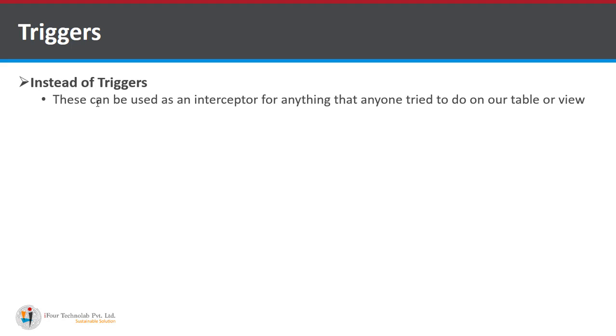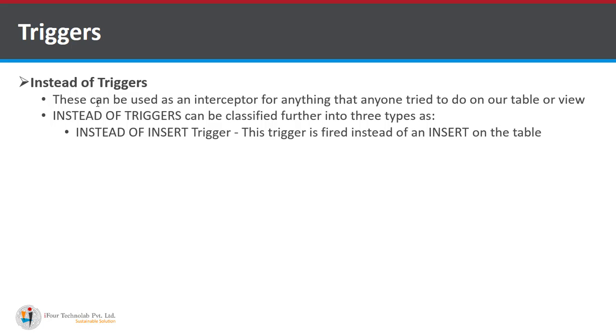Instead of triggers can be used as an interceptor for anything that anyone tries to do on our table or a view. Instead of triggers can be classified into further 3 types. Instead of insert trigger: this trigger is fired instead of an insert on the table. Suppose I am running an insert query, then first of all it will fire the instead of insert trigger. It will fire instead of the insert statement.